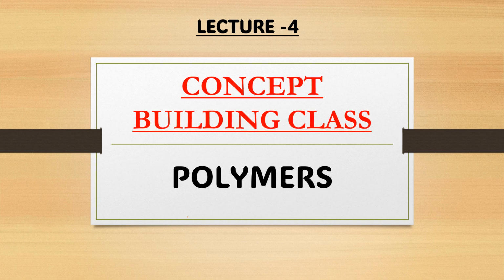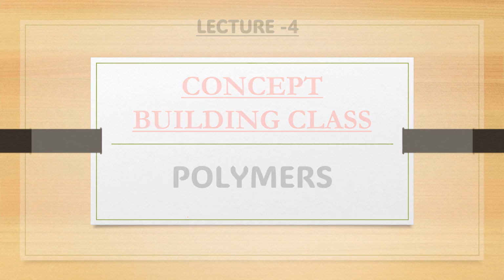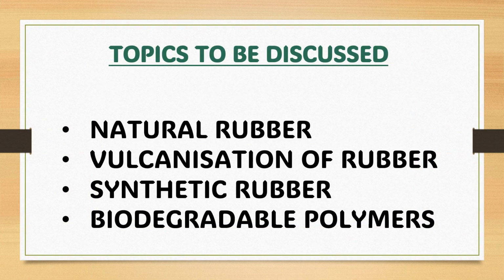This is the fourth lecture on polymers. So, in this video, we will be discussing some important points such as what is a natural rubber, what is vulcanization of rubber, what is synthetic rubber, and what are biodegradable polymers. So, these four things we will be discussing.